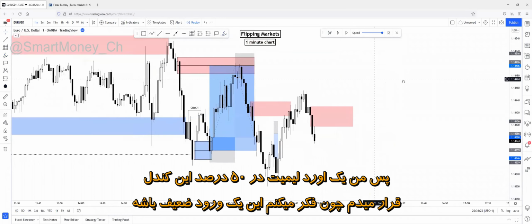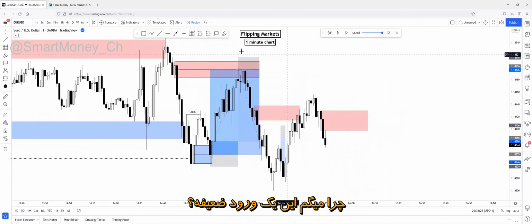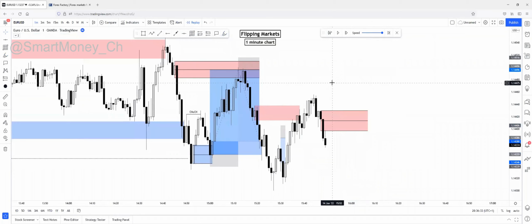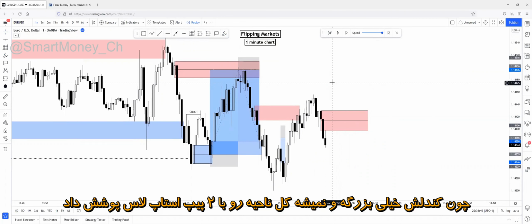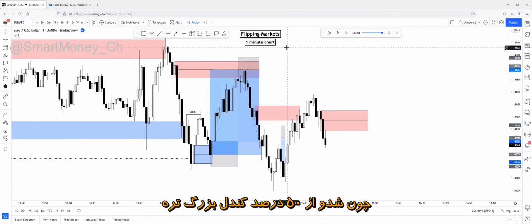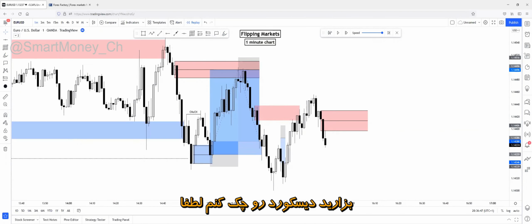weak entry zone. Why am I saying that this is a weak entry zone? And why are we using a gap box here and the 50% entry? I'm just asking you guys. Because the candle is too big to cover the 2 pip stop loss. Exactly. Because the wick is more than 50%. Exactly. Let me just check the Discord, please.